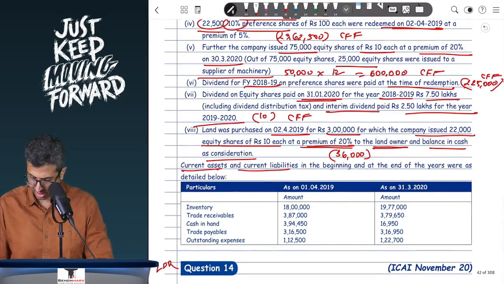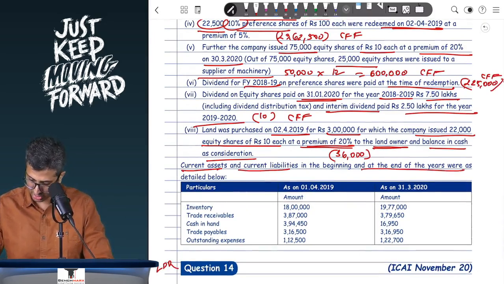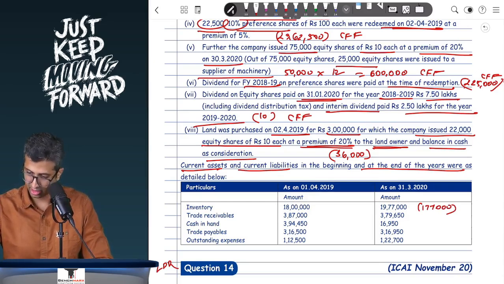Current assets and current liabilities at the beginning and the end of the year were as follows. Inventory. So if I go to see, there is an increase, so 1,77,000 I will deduct. Trade receivables 387 and 379, 650. There is a decrease, and hence you will add 7350. Cash in hand, you will show it as it is.